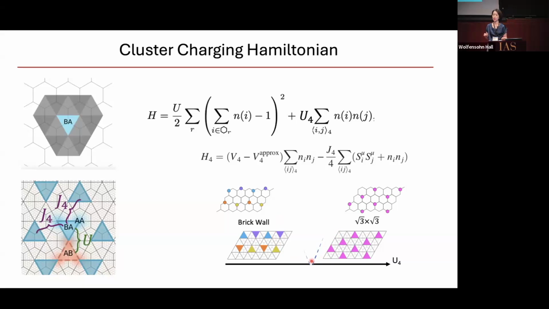Okay, any questions at this point? Yes? Is the same phase diagram producible without quantum fluctuation? This is all without quantum fluctuation at the moment. Yeah, I'll get to quantum fluctuation towards the end.